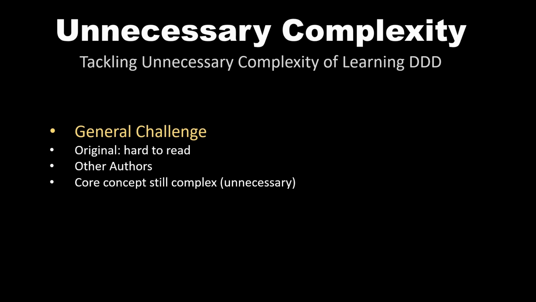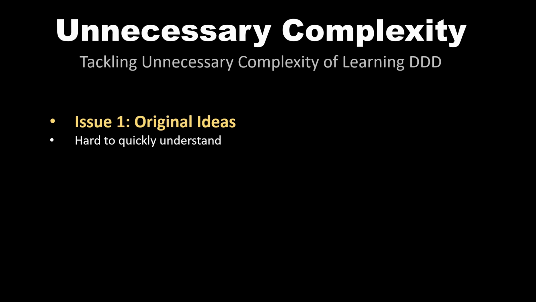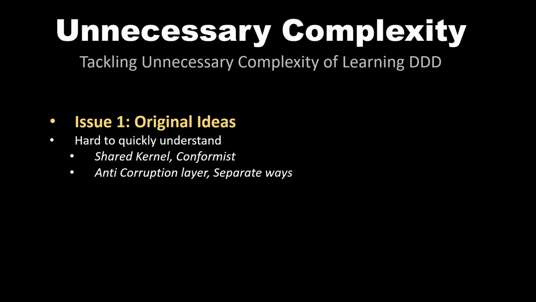The first issue is that the original ideas from the author are a little bit difficult to understand. There's new terminology that is invented and doesn't make immediate sense. As an example, if I was to ask a very good developer, what do each of these terms mean? Shared kernel, conformist, anti-corruption layer. Without having to read the book like 5 times, it might be difficult to have a very educated guess as to what they mean.